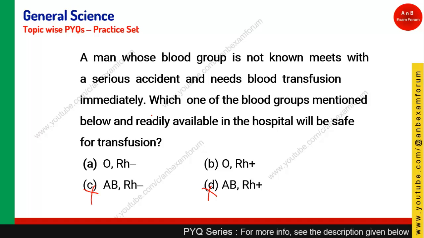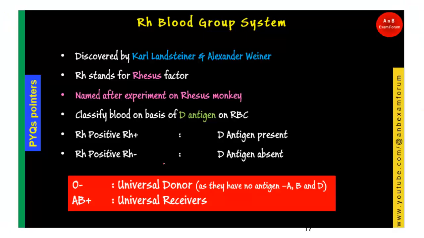He wants a donor which will be safe for the transfusion. So O is a universal donor, but which type: Rh minus or Rh plus? It is Rh minus, so O negative is the universal donor, and anybody can take that blood. Option A is the right answer.